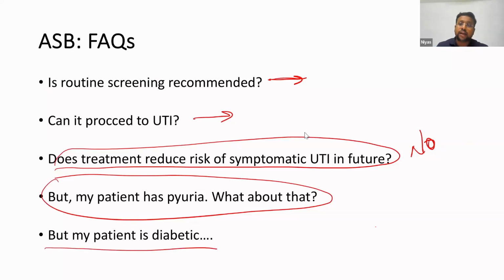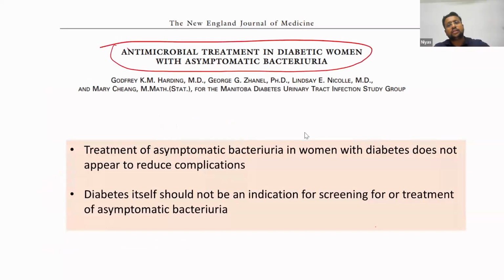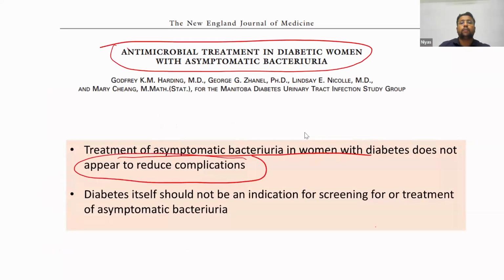But my patient is diabetic, is a question, like there is immunosuppression. Now, this particular question was addressed in a randomized controlled trial where they looked at whether asymptomatic bacteriuria in diabetic women needs to be treated or not. And what they found is that treatment of asymptomatic bacteriuria in women with diabetes does not appear to reduce the complication. By complication, that is development of symptomatic UTI. So diabetes itself should not be an indication for screening or treatment of asymptomatic bacteriuria.